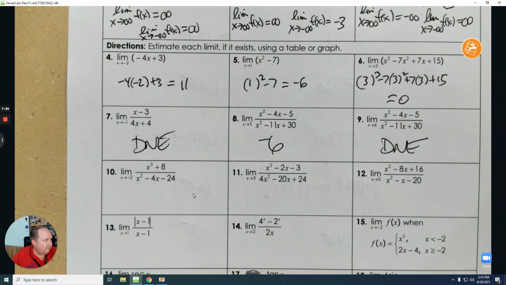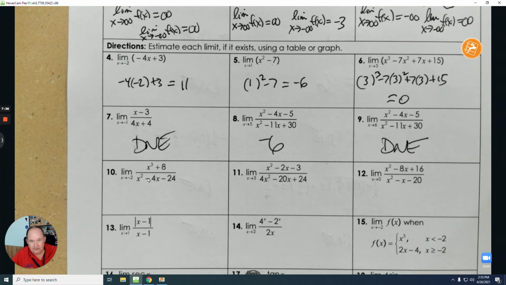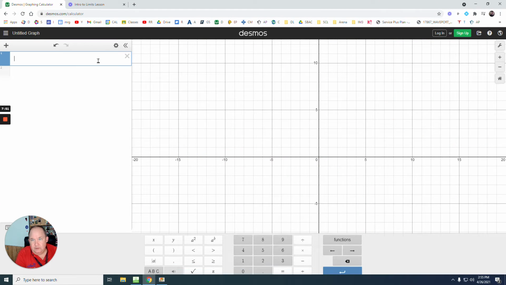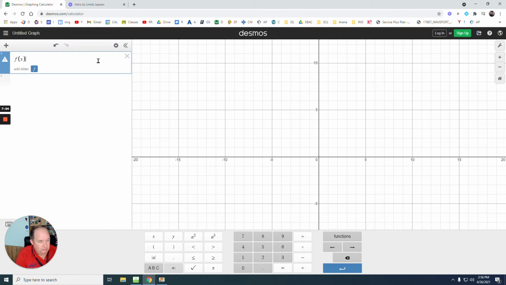If I plugged in negative 2, it's not continuous there. So I'm going to use a graph to understand the limit. I can't evaluate at negative 2 because I'm not going to get an answer, so I need to look off the graph. I'm going to type this in, f of x equals x cubed plus 8, and in the denominator is x squared subtract 4x subtract 24.